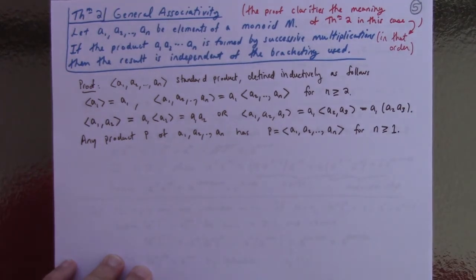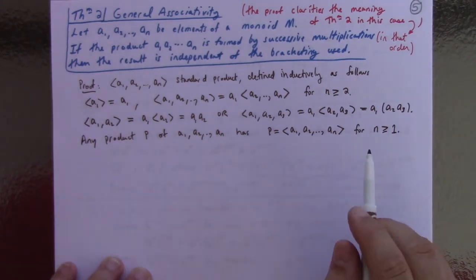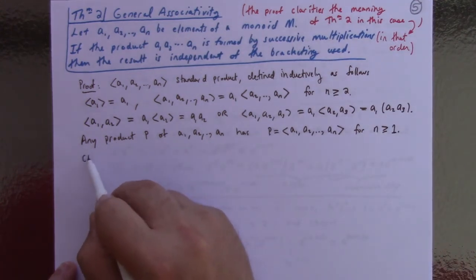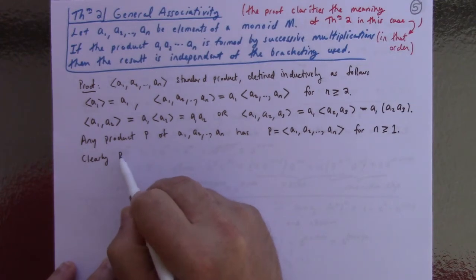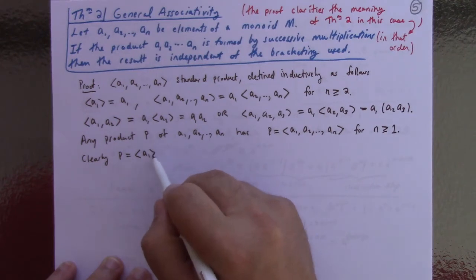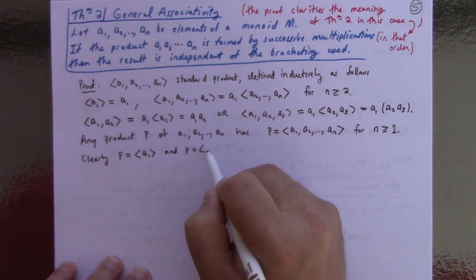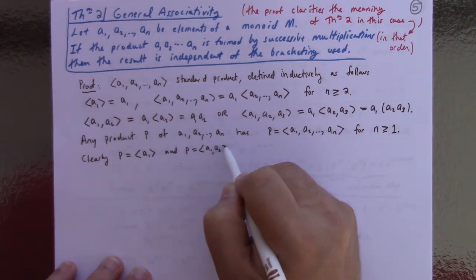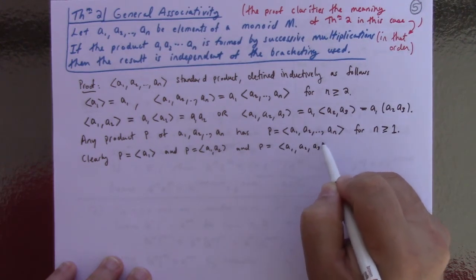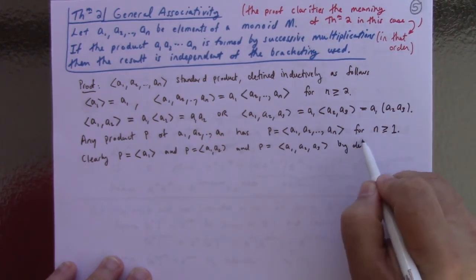Now, to begin with, we should notice that P is clearly true for n equals 1, n equals 2, and n equals 3. n equals 3 is actually just the standard associativity. So clearly, P equals a1, and P equals a1, a2, and P equals a1, a2, a3, by definition of monoid and the notation.